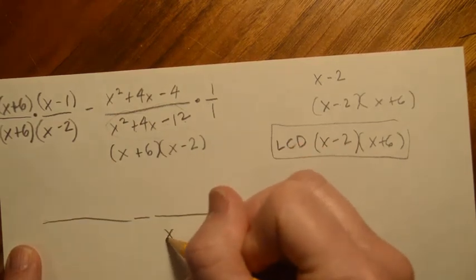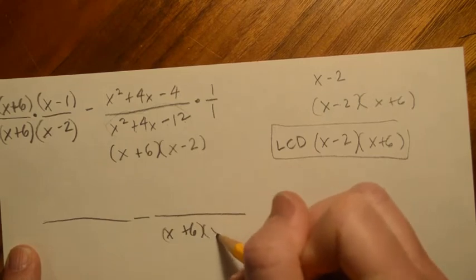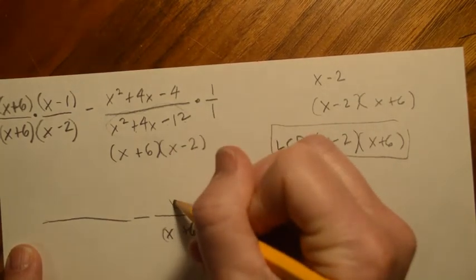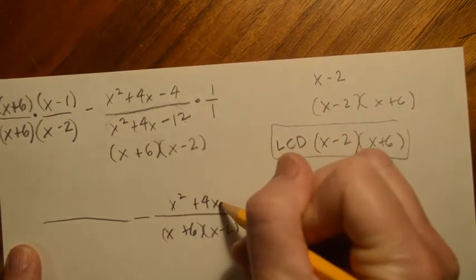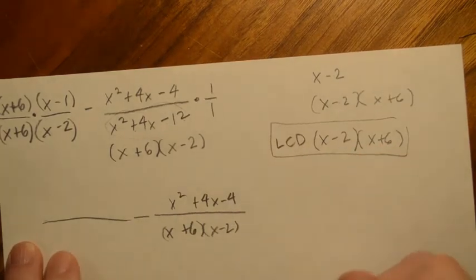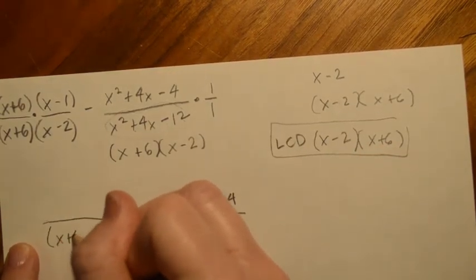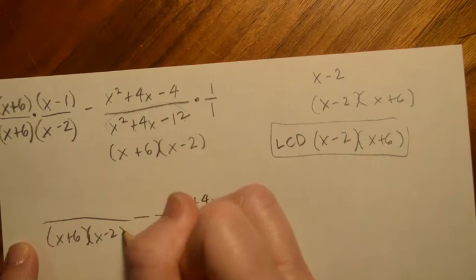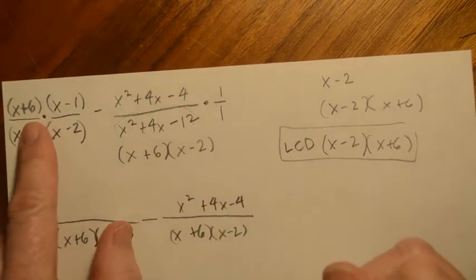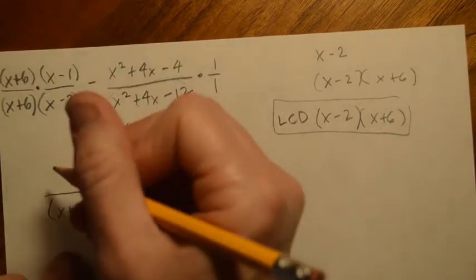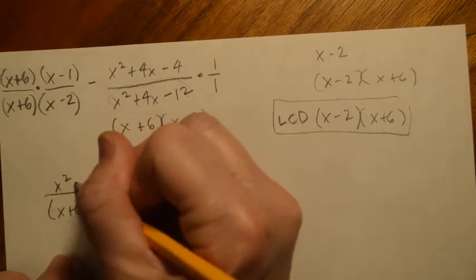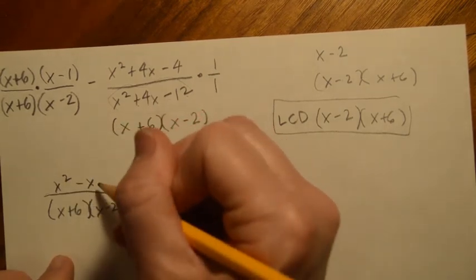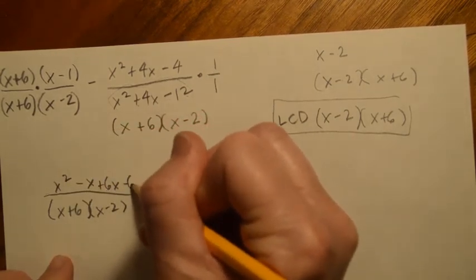All right, so x plus 6, x minus 2. This is an x squared plus 4x minus 4. And when I rewrite the second fraction, I'm going to multiply the top out. All right, so I end up with an x squared minus x plus 6x minus 6.